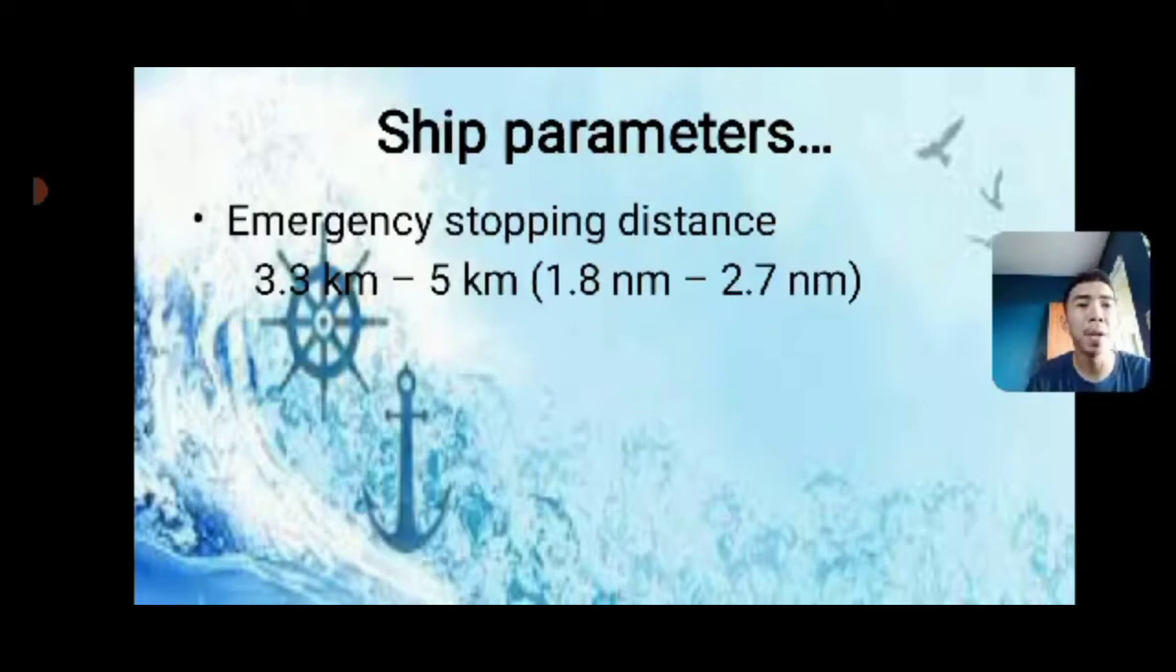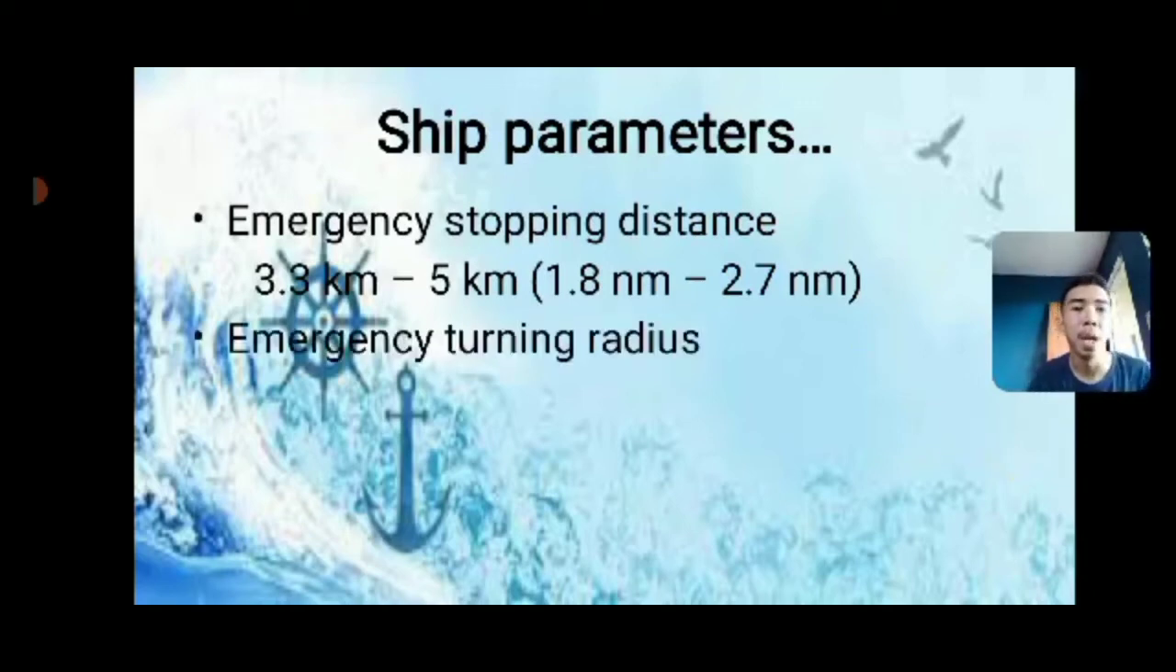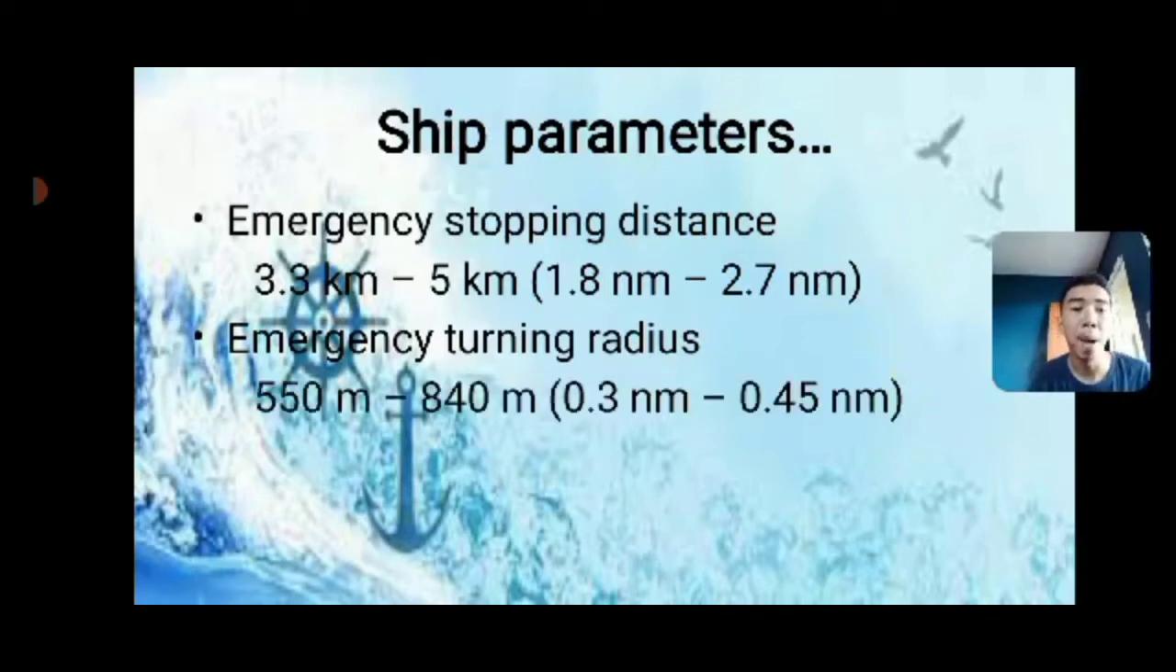Ship parameters. Emergency stopping distance 3.3 kilometers to 5 kilometers, or 1.8 nautical miles to 2.7 nautical miles. Emergency turning radius 550 meters to 840 meters, or 0.3 nautical miles to 0.45 nautical miles.